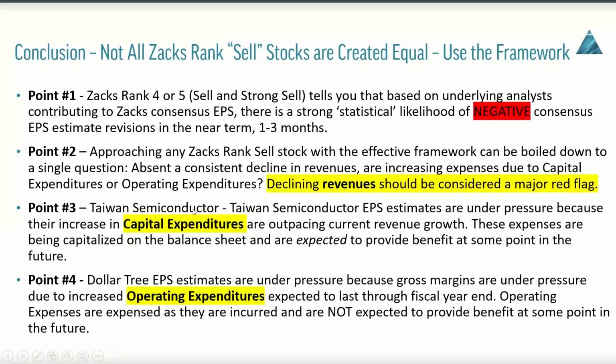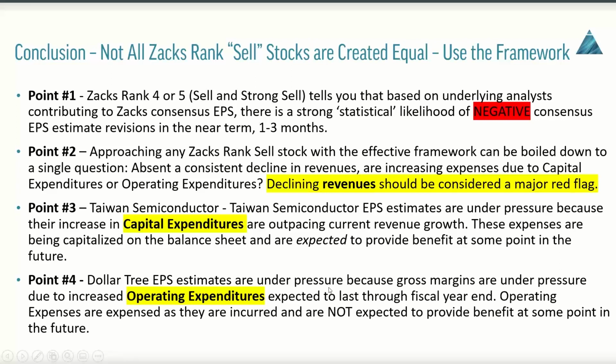We learned that with Taiwan Semiconductor, right? Taiwan Semiconductor's EPS estimates are under pressure because of their increase in capital expenditures. I mean, they are massive, and they are outpacing current revenue growth despite the demand for their products, okay? So again, we are expecting there to be some sort of compounded benefit to be exact, on those capital expenditures in the future. Point number 4, Dollar Tree.